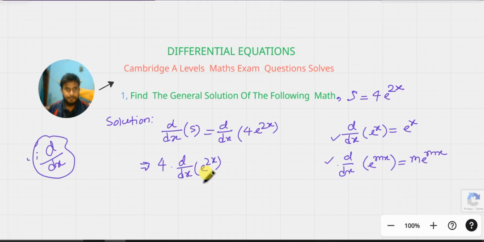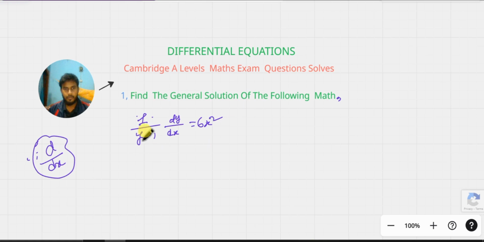Now you can see that this function and this function are quite similar. Here we can see there is an mx, so we will get the output m times e^(mx). Here we can see there is a 2, so we can compare it as m times e^(mx). So this is the result of our second method: 4 times 2, that means 8e^(2x).